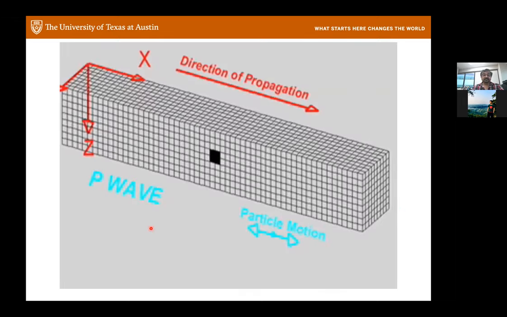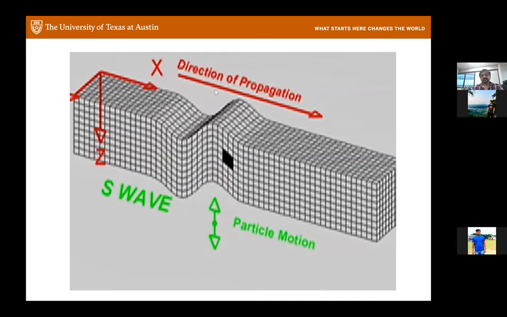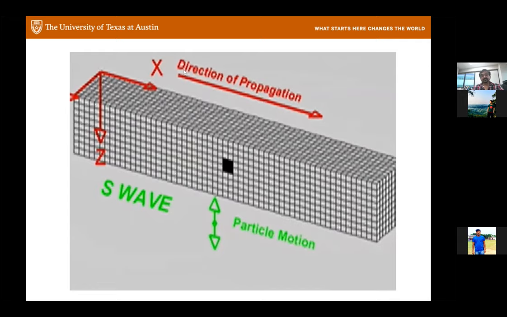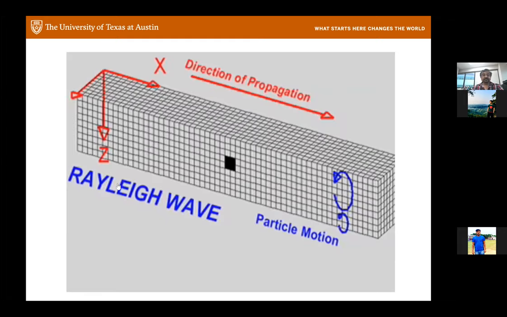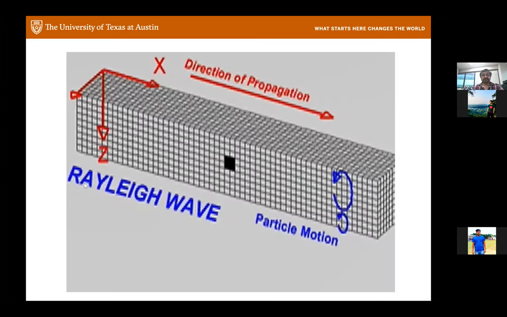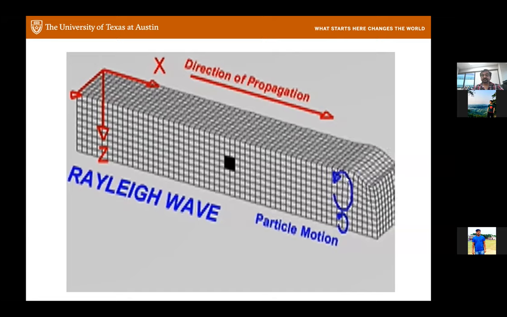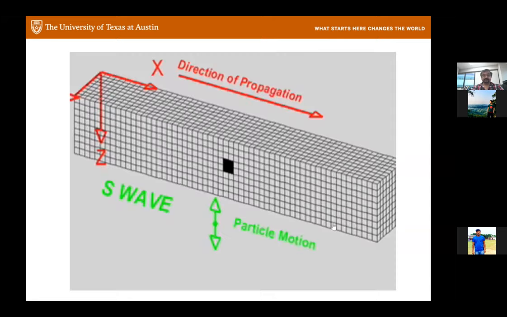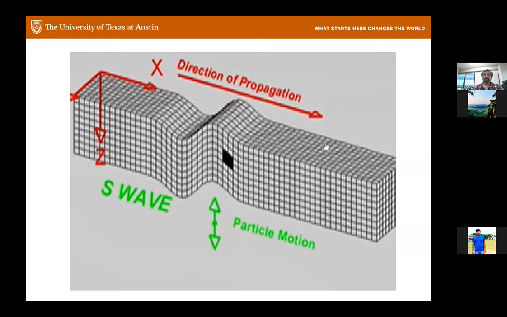So I will show you some animation here. Yeah, you can see the motion here. For the P wave, this is the direction of propagation, and the particles are polarized in the direction of propagation. And if you look at Rayleigh waves, now we can see the motion, it actually goes in and then it goes like that. So this is basically what we call retrograde elliptical. On the other hand, shear waves propagate, and you can see that the motion is normal to the plane. Okay.